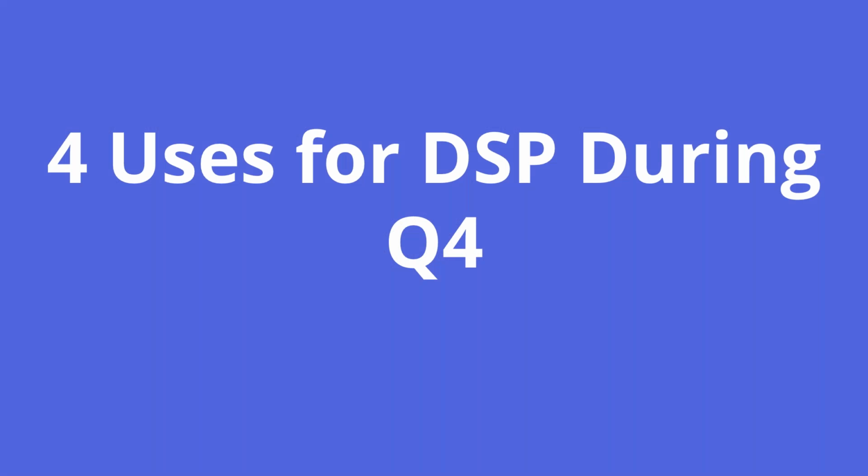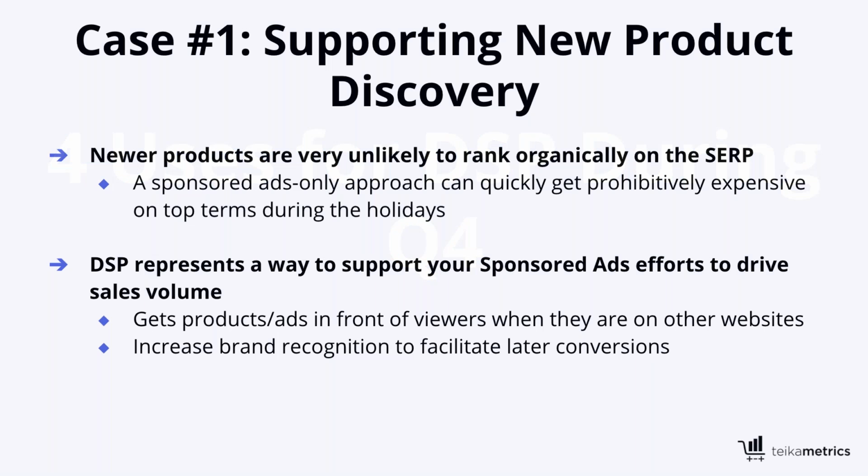So, 4 uses for DSP during Q4. Case 1, supporting new product discovery. Newer products are very unlikely to rank organically on the SERP. A sponsored-ads-only approach can quickly get expensive on top terms during the holiday seasons. I've been seeing this more and more with a couple advertisers that I work with. CPCs are just getting really expensive.